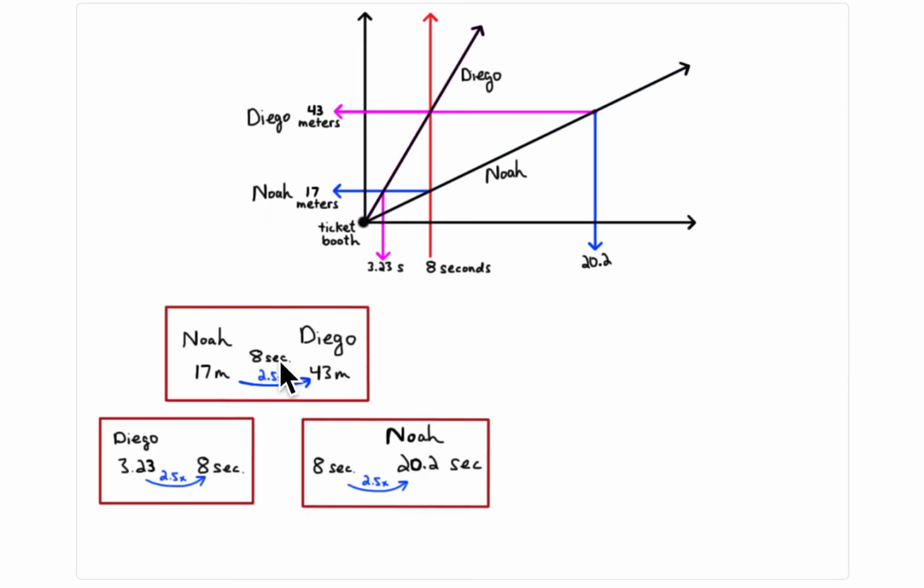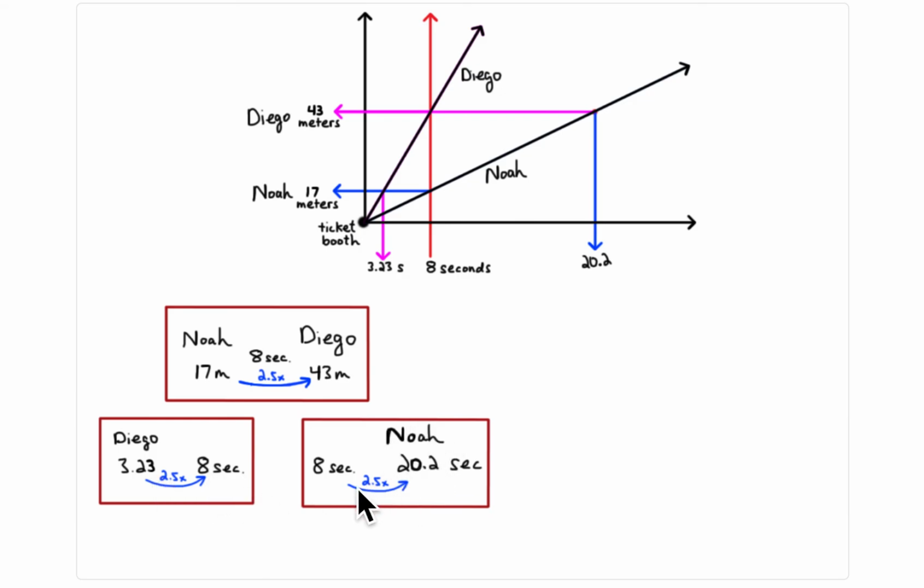All right, so Noah 17 meters to Diego 43 meters. The relationship going from 17 to 43 is 2.5. He goes 2.5 times farther. He's traveling 2.5 times faster. Diego to go from 3 and 23 hundredths seconds to Noah's 8 seconds, again, multiply by 2.5. You're going to go from 3 and 23 hundredths seconds, about 3 1/4 seconds, to 8 seconds.